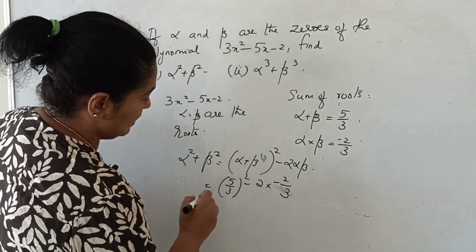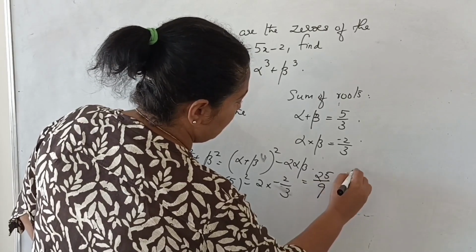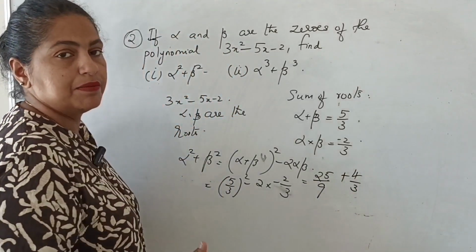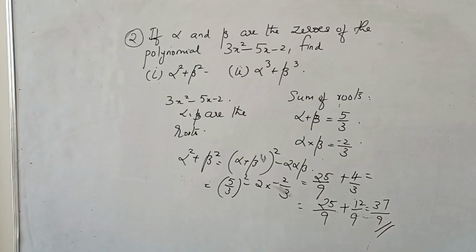Okay. Now let us see what we are getting. You will get 25 by 9 plus 4 by 3. Take the LCM and find out the final value.